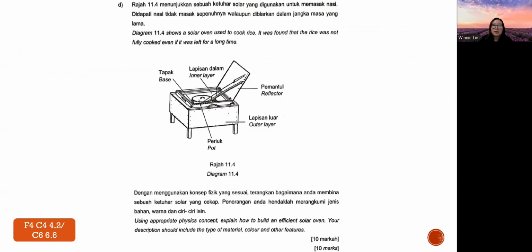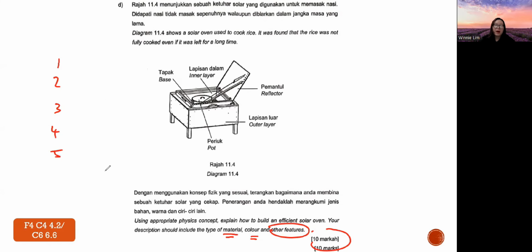Okay, last on these open-ended questions in this section C is the 10 marks question. Diagram 11.4 shows a solar oven used to cook rice, and it was found that the rice was not fully cooked even if it was left for a longer time. Hence, using appropriate physics concepts, explain how to build an efficient solar oven, and your description should include the type of material, color, and other features. Now, all these ideas, they give limited type of material, color, other features. So somehow if you see 10 marks, there's no other way. You need to find a minimum of 5 aspects.